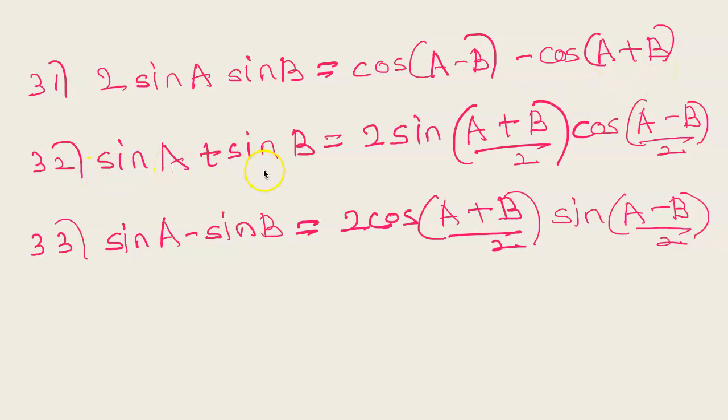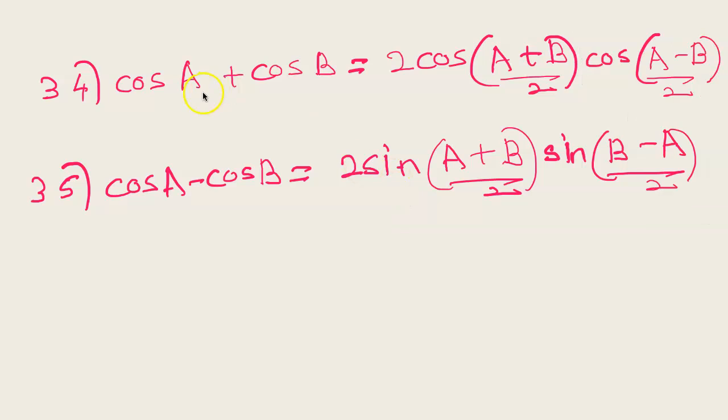Then we have sin A plus sin B is 2 sin A plus B by 2 cos A minus B by 2. Sin A minus sin B is 2 cos A plus B by 2 sin A minus B by 2. Cos A plus cos B is 2 cos A plus B by 2 cos A minus B by 2. Cos A minus cos B is 2 sin A plus B by 2 sin B minus A by 2.